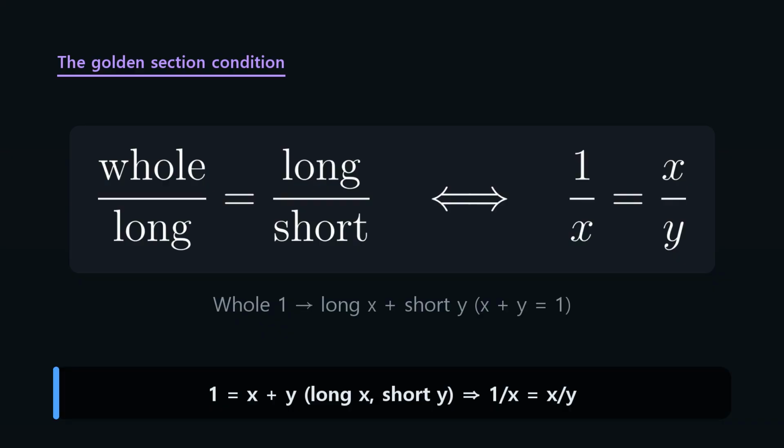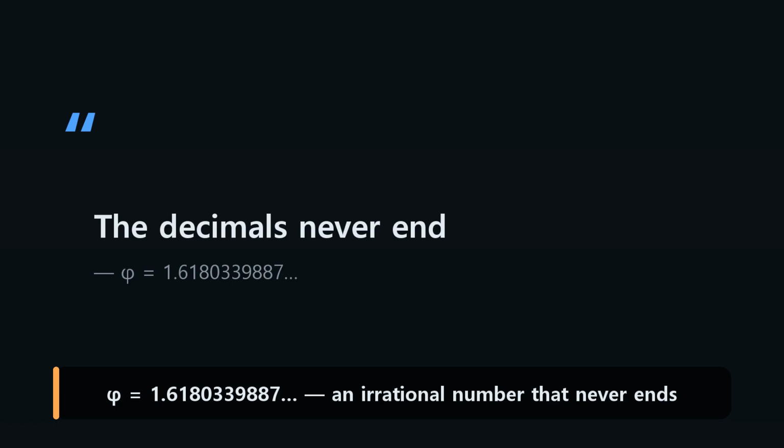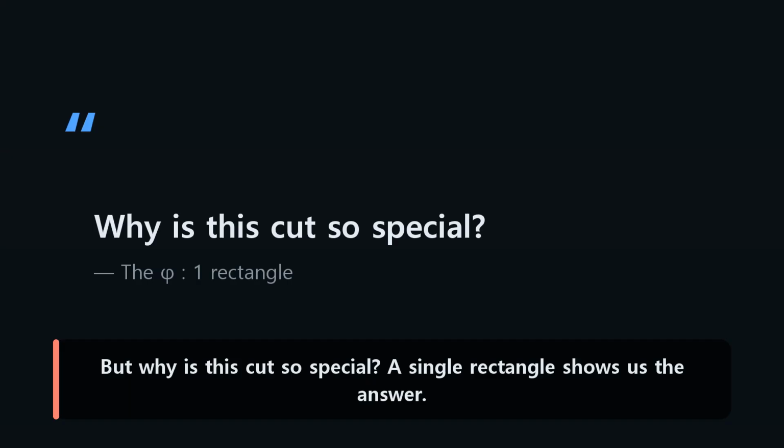The whole is 1, the long piece is x, the short piece is y. And 1 over x equals x over y. The name given to that common ratio is the Greek letter phi, what we call the golden ratio. Its value starts at 1.618 and runs on forever after the decimal point, an irrational number. Read the other way around, the long piece is 1 over phi, and the short piece is 1 over phi squared. But why is this cut so special?